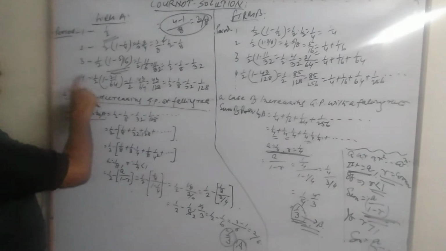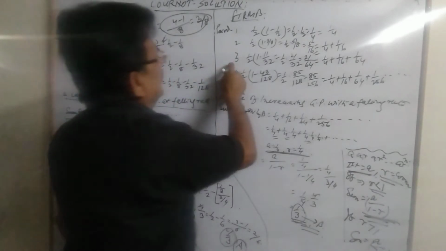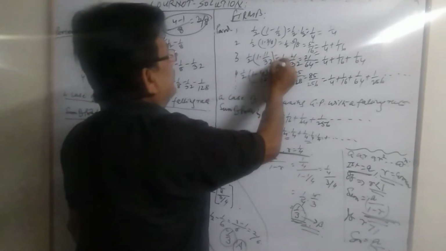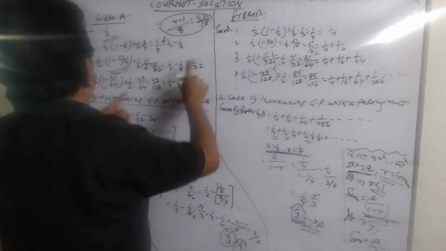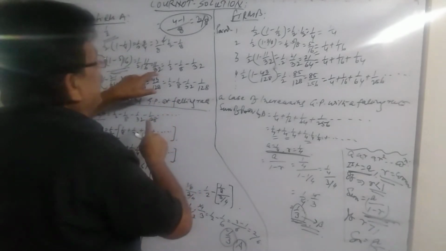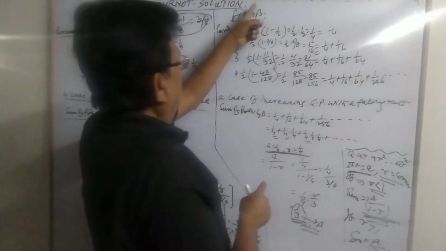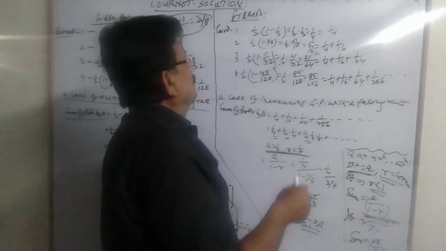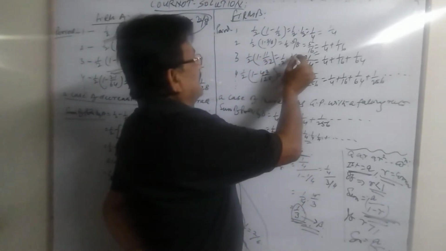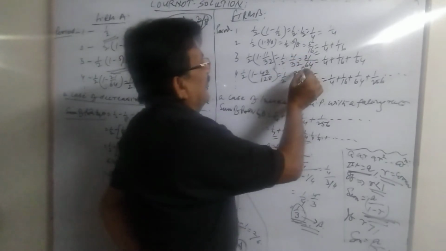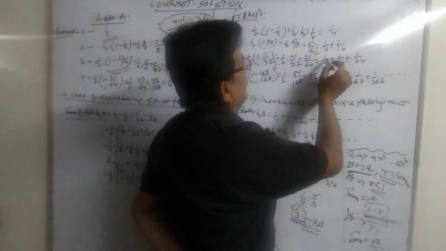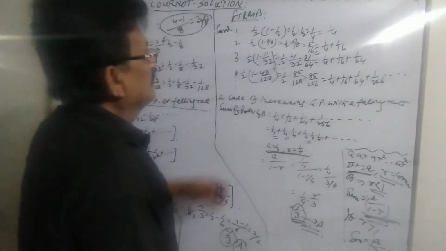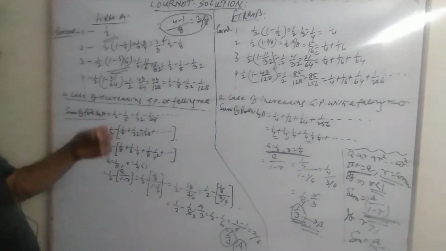Now in period 3, what will firm B do? Half of the remaining demand. In period 3, firm A has produced 11 by 32. So for firm B, the remaining demand is half of 1 minus 11 by 32. That becomes 21 by 64, and this 21 by 64 could be written as 1 by 4 plus 1 by 16 plus 1 by 64. This is the story of period 3. Let us explain one more period.